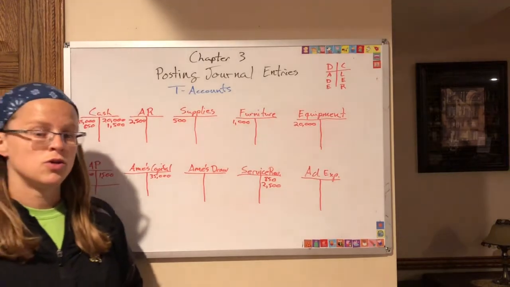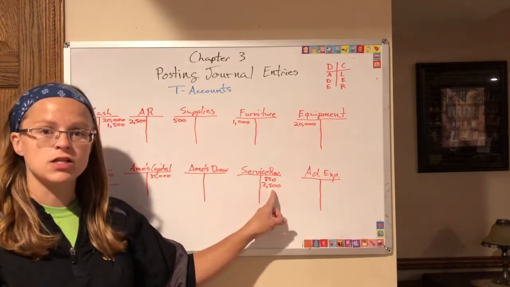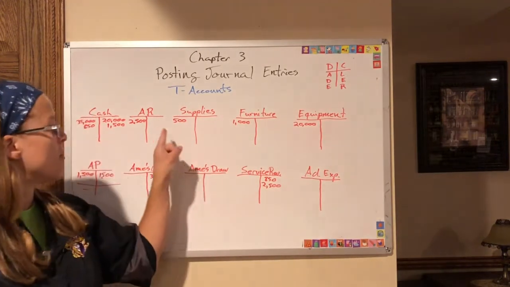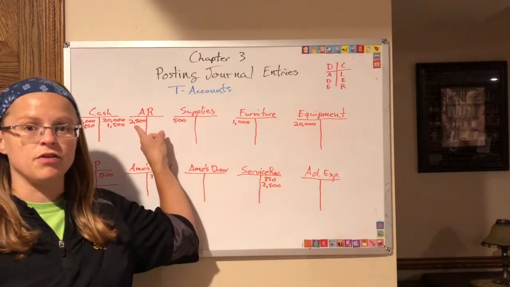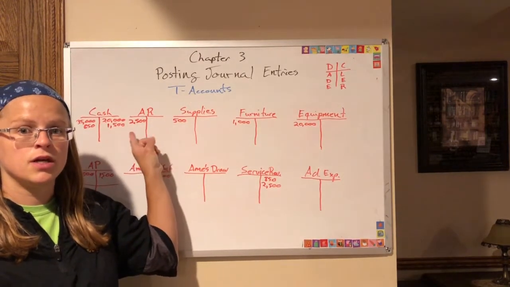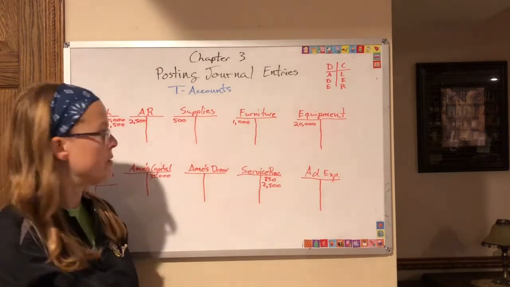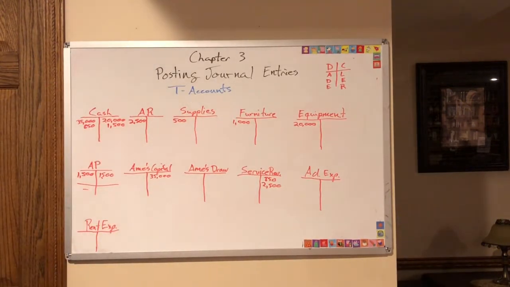Right? So she provided the service, but she still is owed the $2,500 because they put it on account. All right? Our next journal entry is advertising expense.